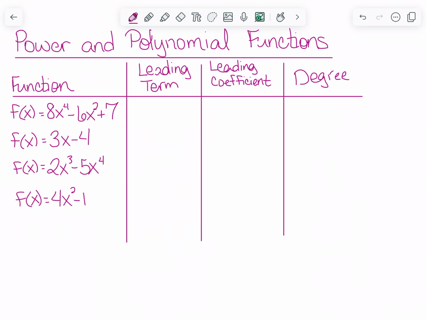As another example, I have several functions here, and I want to find the leading term, the leading coefficient, and the degree of each of these. For the first one, 8x to the fourth minus 6x squared plus 7. The term with the largest exponent is 8x to the fourth. That would make this my leading term. The coefficient of that is an 8, so that would be the leading coefficient, and then the exponent of that term is 4. So that particular polynomial has a degree of 4.